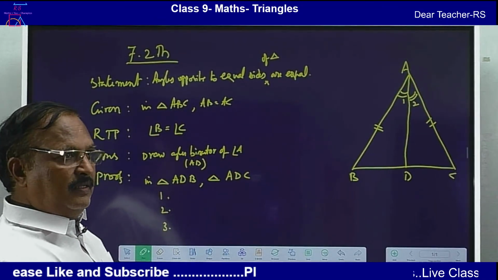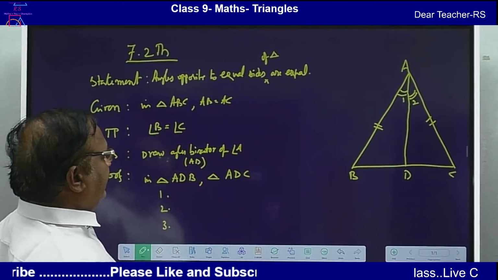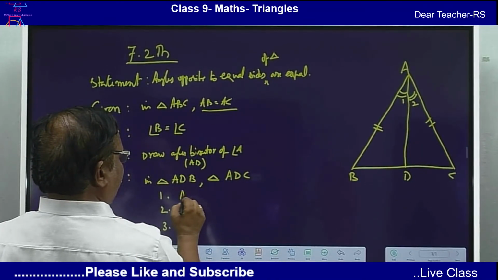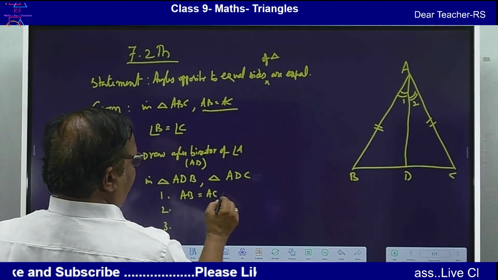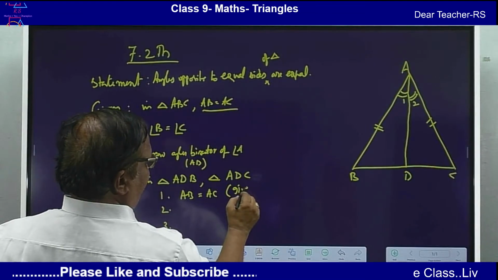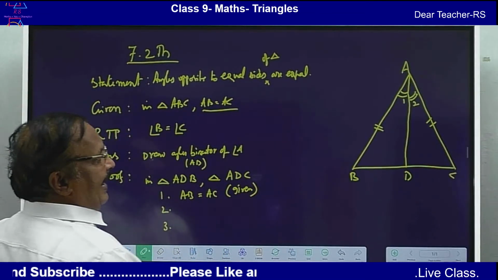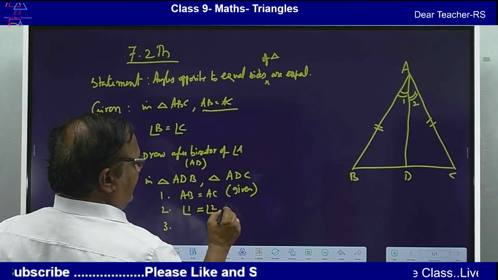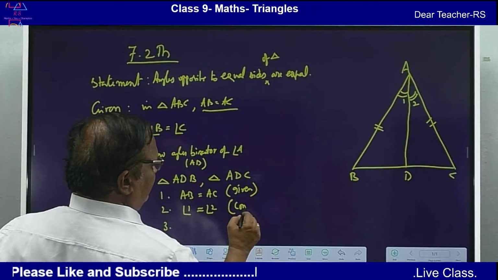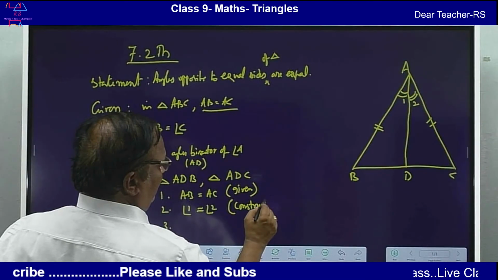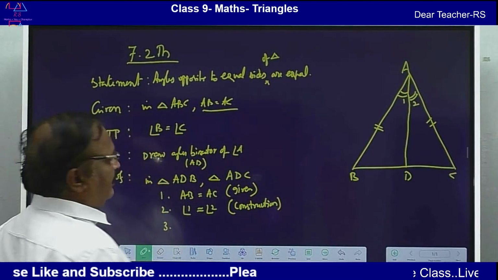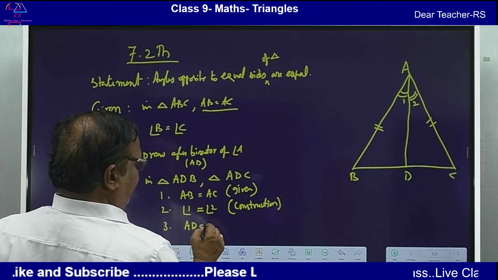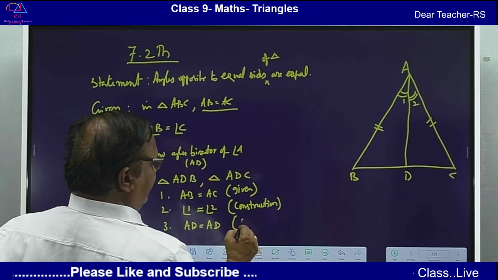Okay. So AB is equal to AC, you write that first. AB is equal to AC. Why? It is given. And angle 1 is equal to angle 2. Angle 1 is equal to 2 because this is our construction. And AD is equal to AD, common. In both the triangles, AD is there, common.